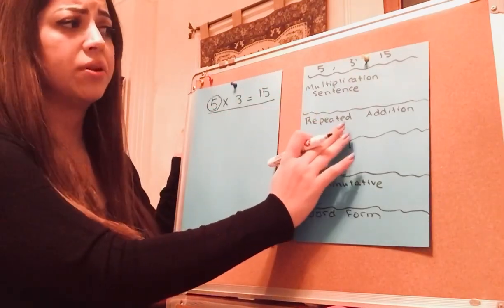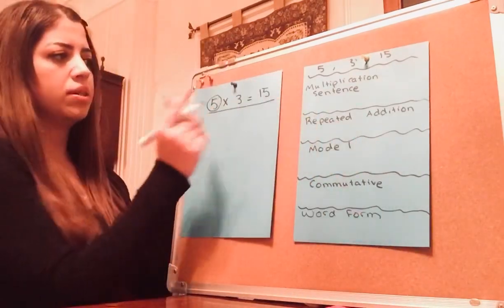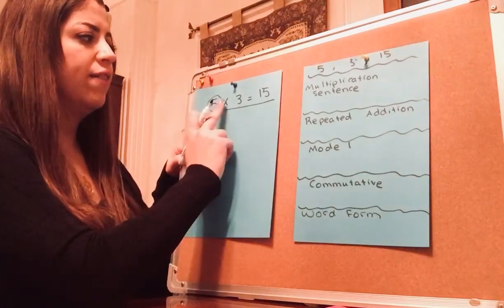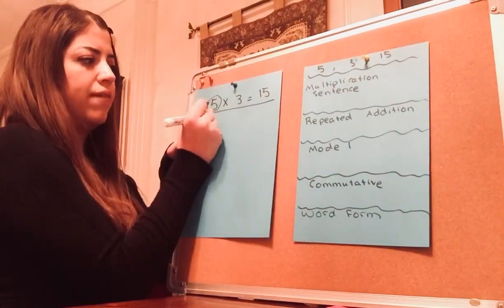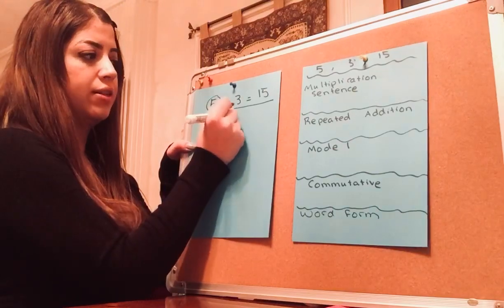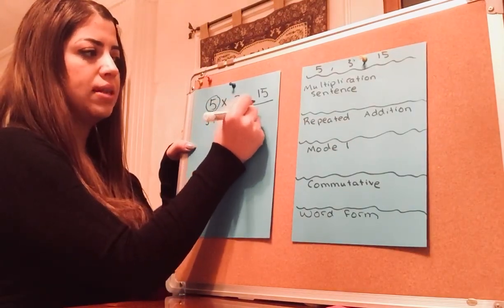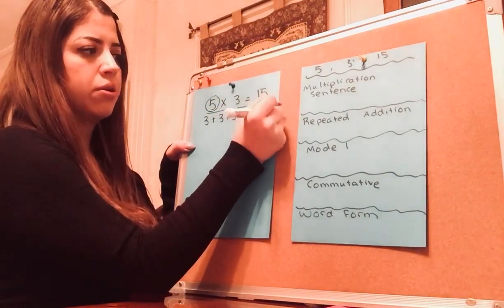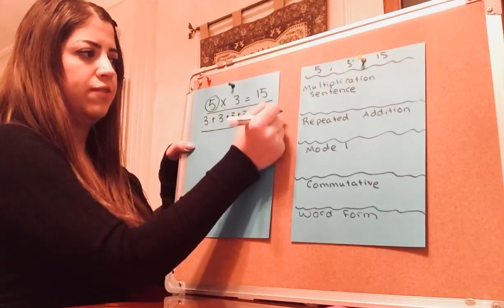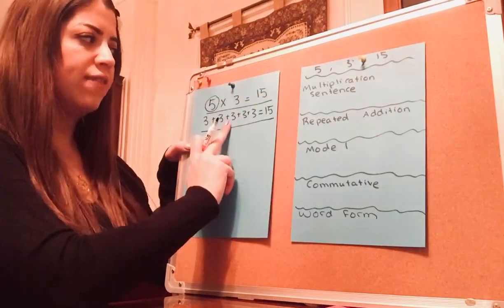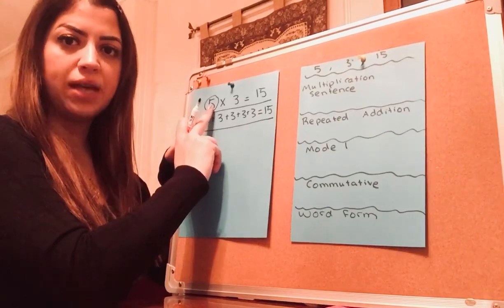My second form is going to be repeated addition. I look at my multiplication sentence. I have 5 times 3. So that means I have 5 different times. Now, in my repeated addition, this is also going to give me the same answer, which is 15. I added 3 5 times because it's how many different groups I have.